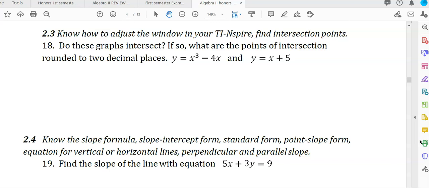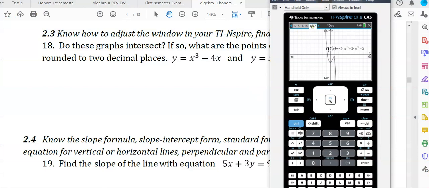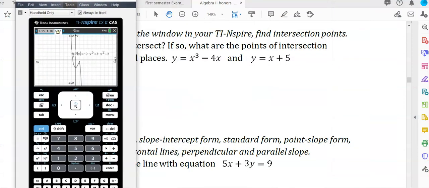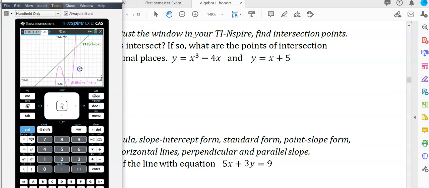And adjust your window. Okay, so get your calculator out. Let's try this one. Okay, so go to graph page, x to the 3rd minus 4x, and then x plus 5. Looks like they cross right there.